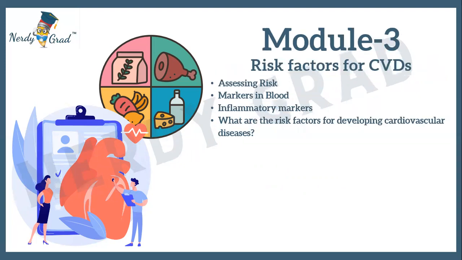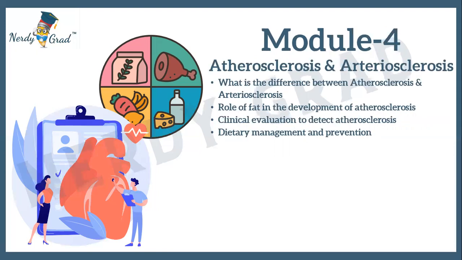Module 3 basically encompasses the risk factors for all the different types of cardiovascular diseases, in which we look at how to assess risk, the markers in blood, the inflammatory markers, and also the risk factors for developing these different cardiovascular diseases. Module 4 is mainly about atherosclerosis and arteriosclerosis. We will learn the difference between the two, the role of fat in the development of atherosclerosis, the clinical evaluation to detect atherosclerosis, and also its dietary management and prevention.